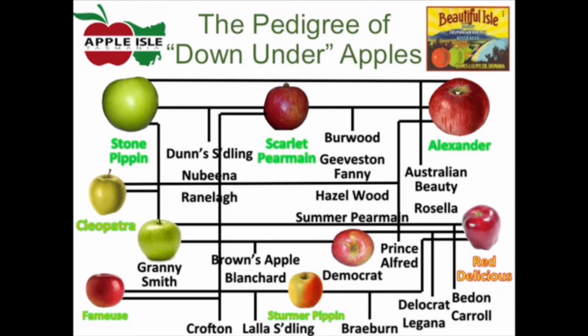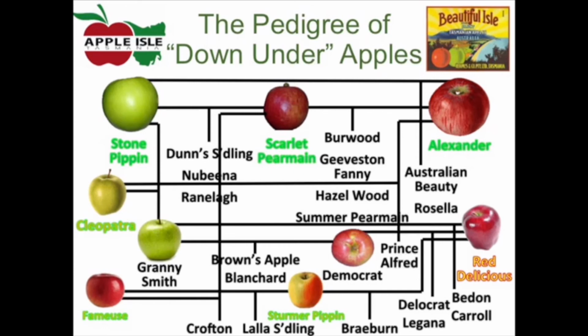I already told you about Cleopatra and Stone Pippen being the parents of Granny Smith. Then if we look at Cleopatra crossed with Alexander, it comes up with a cultivar called Prince Alfred, another Tasmanian one. And Granny Smith and Democrat, Brown's Apple and Blanchard, a couple more cultivars. And then Red Delicious started to come in the early 1900s into Tasmania. And so, of course, more cultivars were developed and named in Australia and Tasmania.